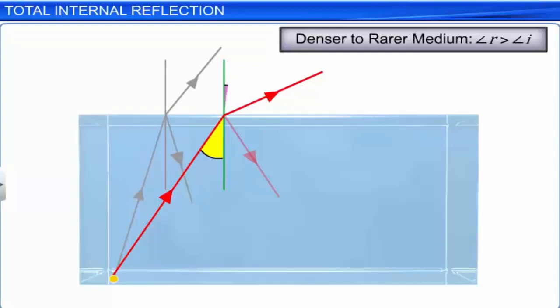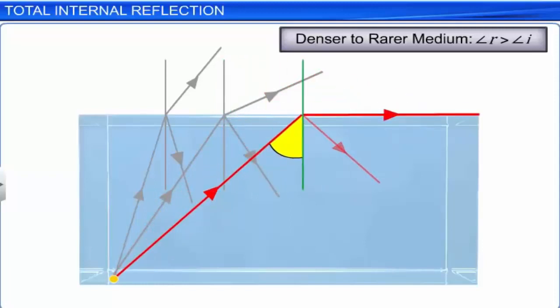If the angle of incidence of the light ray is gradually increased, then, for a specific angle of incidence, when the angle of refraction in the rarer medium becomes 90 degrees, the refracted light grazes along the interface. This angle of incidence in the denser medium is called the critical angle C for the pair of media under consideration. That means, if I is equal to C, then R is equal to 90 degrees.